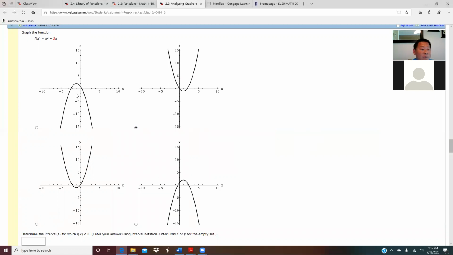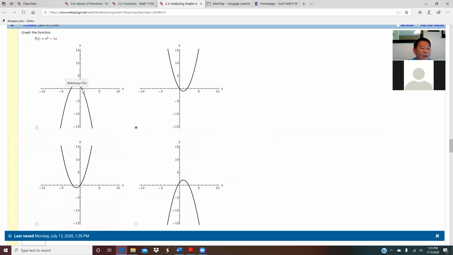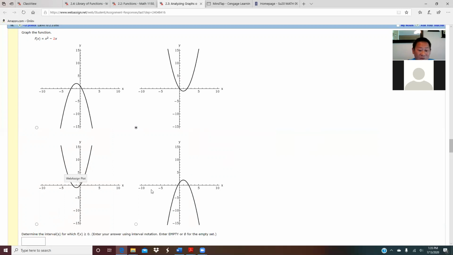Why is it not this one? Because your x-intercept is not at (0, 2). Same thing here, it's not at (0, 2). This one is not at (0, 2). So the only one that we have here is this graph. So this is how you figure out your graph for this function.